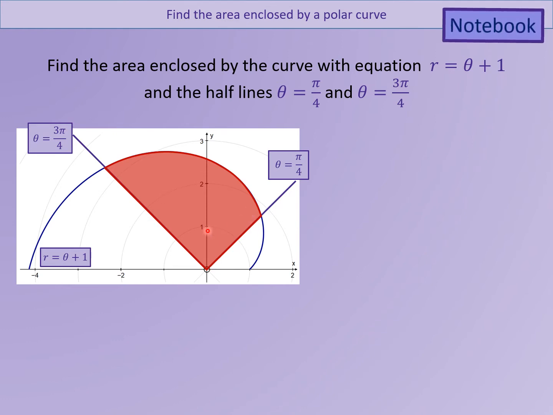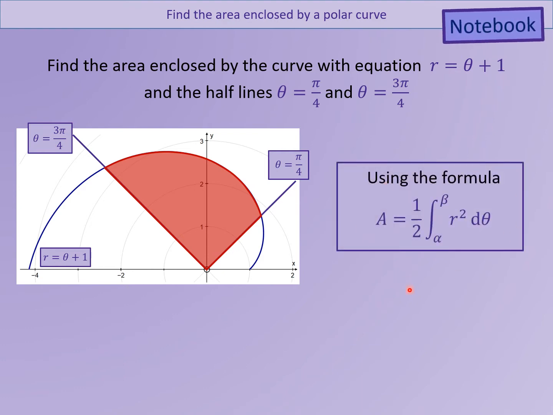So how do I go about doing that? The first thing I'll do is write down the formula. In this case, the formula is A equals half r squared d theta between alpha and beta. And I can fill in some of the parts of this formula I know. The r squared, for example, comes from this formula. So in other words, I can replace the r with theta plus 1. The d theta will stay because now I can integrate it in terms of theta. The alpha and the beta can get replaced with pi over 4 and 3 pi over 4.